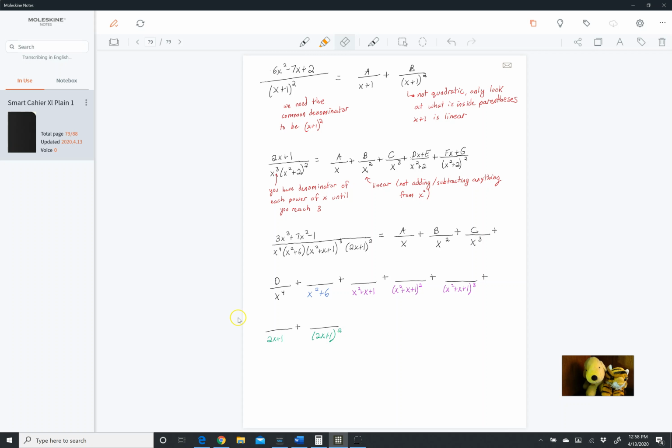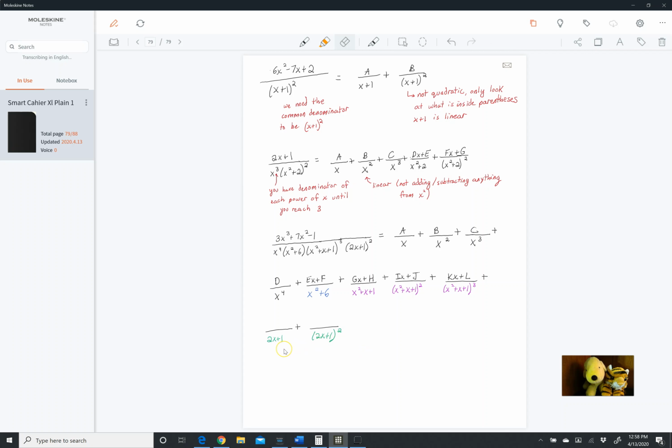Now we look at this x squared plus 6. This x squared plus 6 is quadratic, so it's in the form ex plus f. We're just going in the order of the alphabet. It doesn't matter that much. You just don't want to repeat letters. So if you skip a letter, don't worry about it. Now we're going to look at these. So x squared plus x plus 1, that's quadratic. So this is going to be gx plus h, ix plus j, and kx plus l.